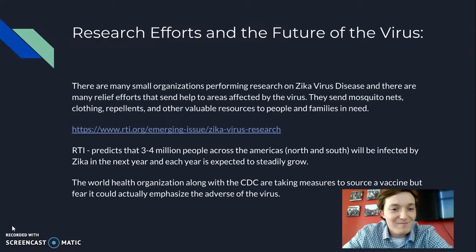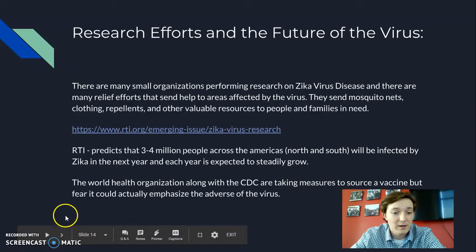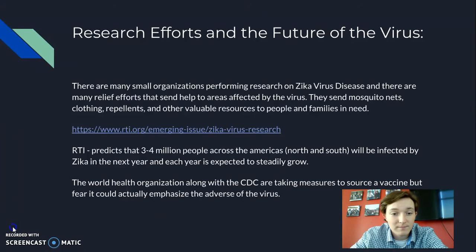So there's not much time left, but there are many small organizations performing research on Zika virus disease. There are many relief efforts to bring resources to people and families in need. RTI.org predicts that there will be 3 to 4 million people across the Americas, North and South, that will be infected by Zika in the next year, and that will steadily grow each year after. And the World Health Organization, along with the CDC, are taking measures to source a vaccine, but fear it could actually emphasize the adverse effects of the virus.